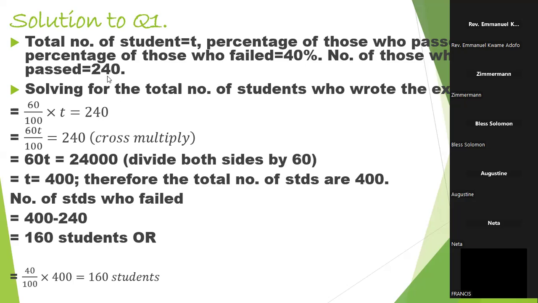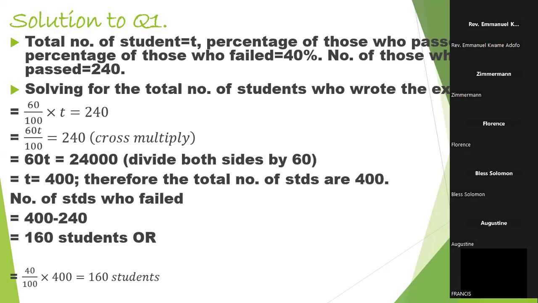So if there are 400 students and I want the number of students who failed, I have to subtract this 240 from the 400, which will give me 160 students. So it means 160 students failed. Or, as Mama Netta said, we know that 40% of the students failed. Now that I know the total number of students in the class who wrote the exam, I can confidently multiply 40% by the total, and the number who failed is 160 students. Please, any question?